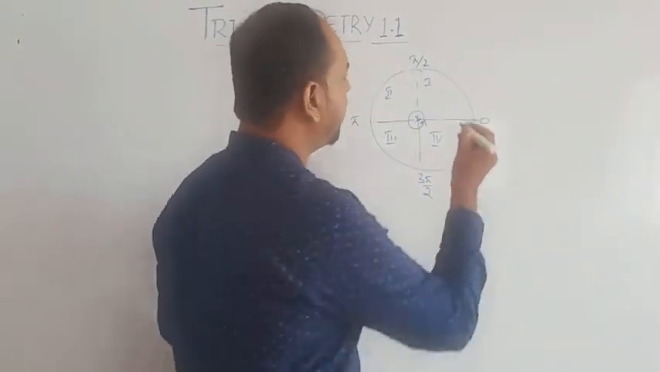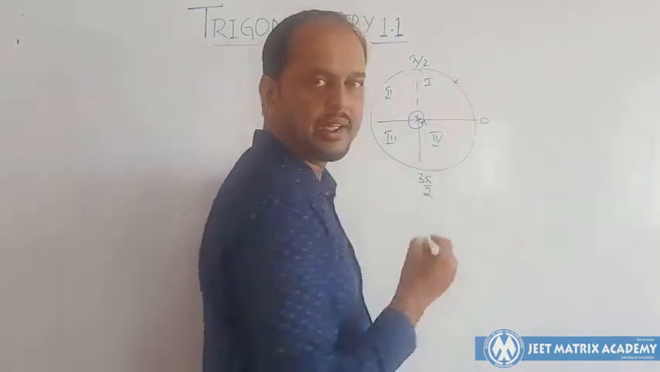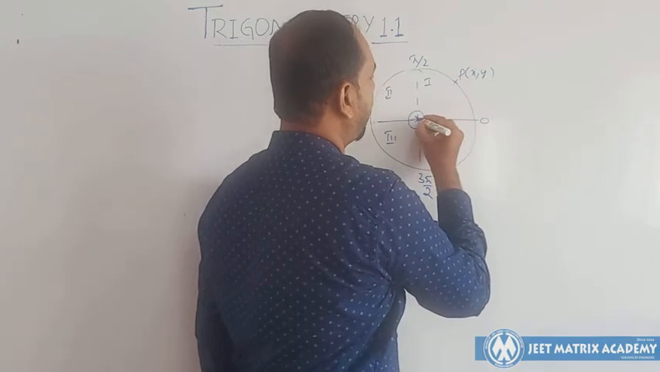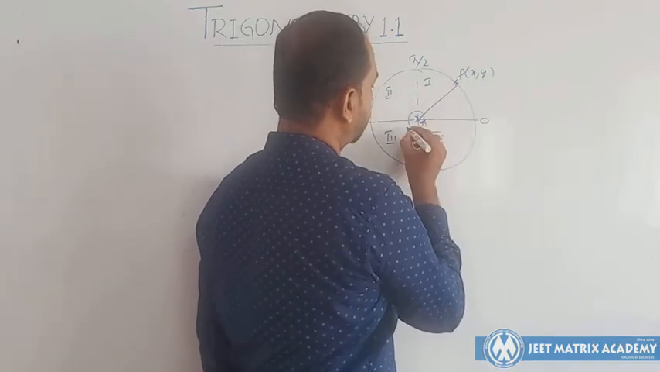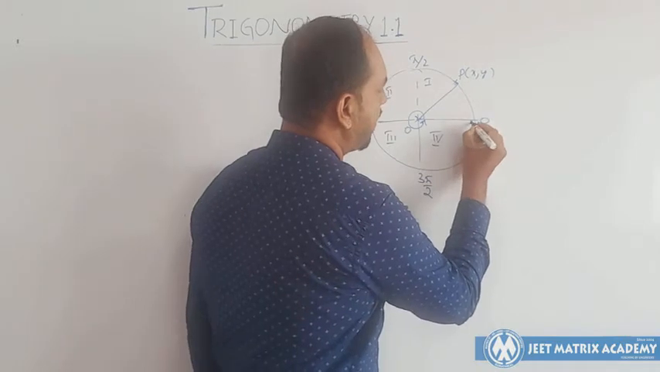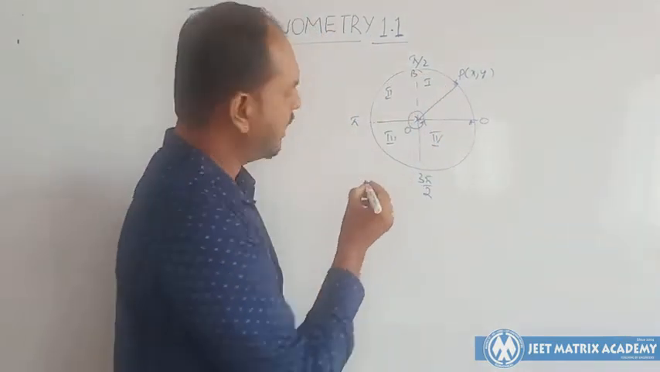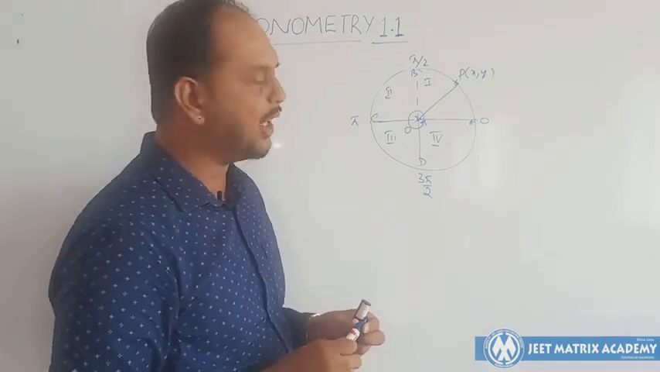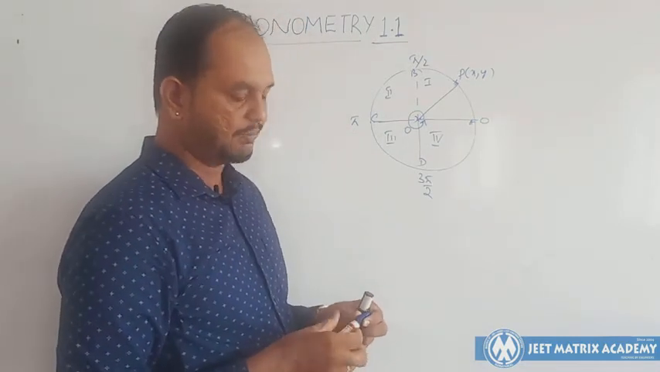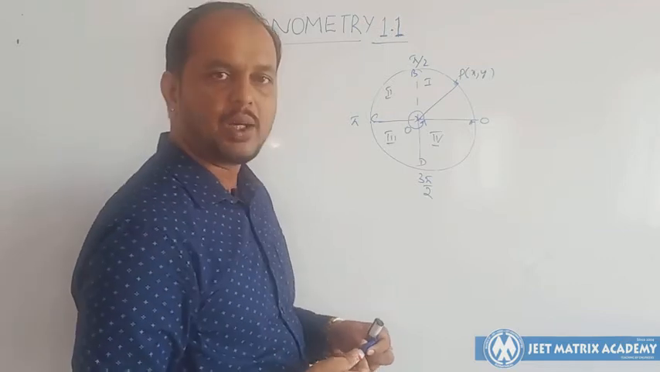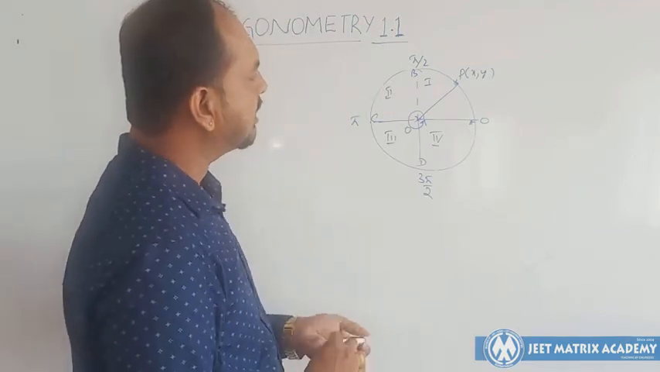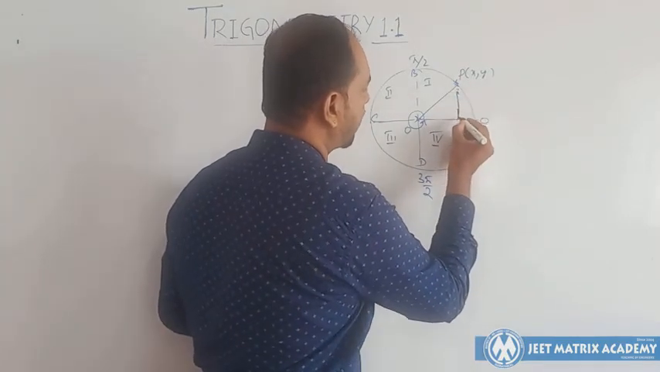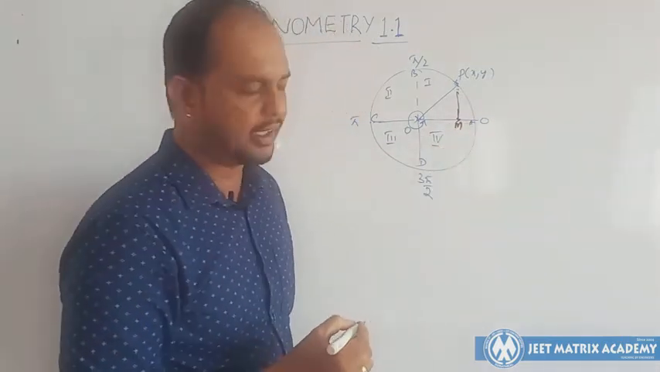For example, I denote this as P. I'll consider this as P of x comma y and I'll connect O to P. This point at 0 I'll call A, this point at 90 B, this is C, and this is D. Now I'll drop a perpendicular from P such that it touches the x-axis. This is my perpendicular, and this point I'll call M.